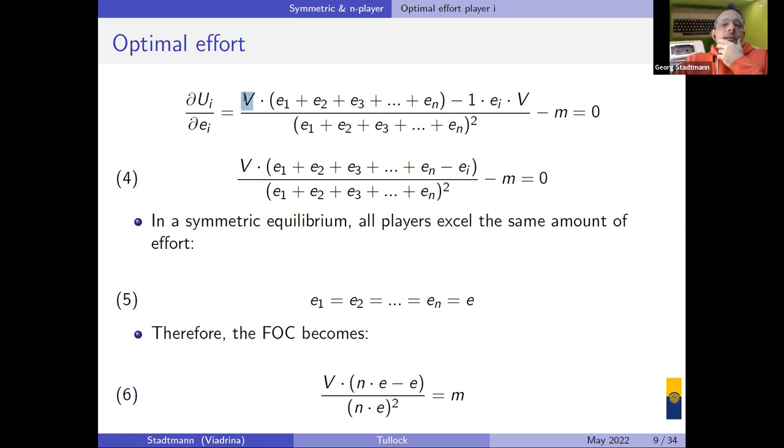Let's check. We have a V here and a V there. So two V's pop up in the numerator. So we can write V out of bracket. And therefore, we have another minus effort level of player i in the brackets.